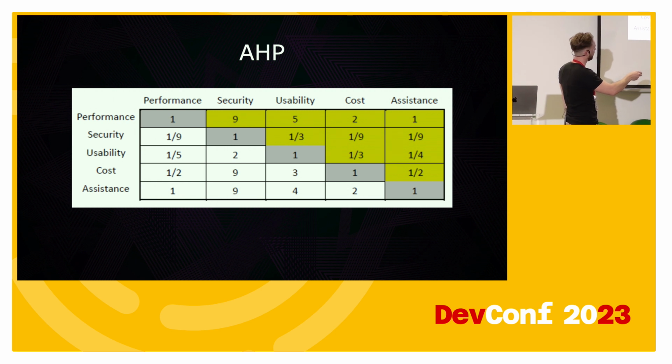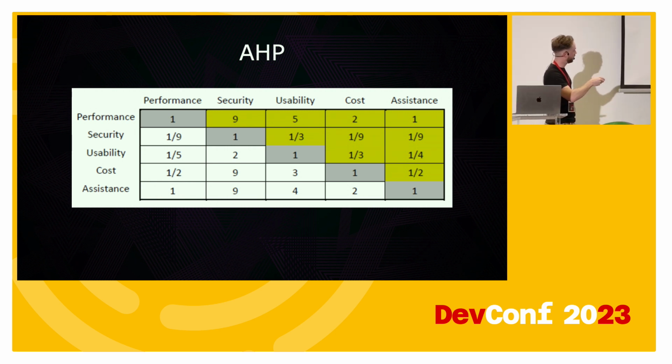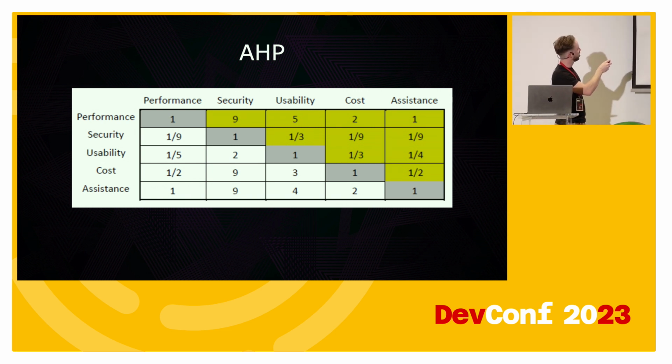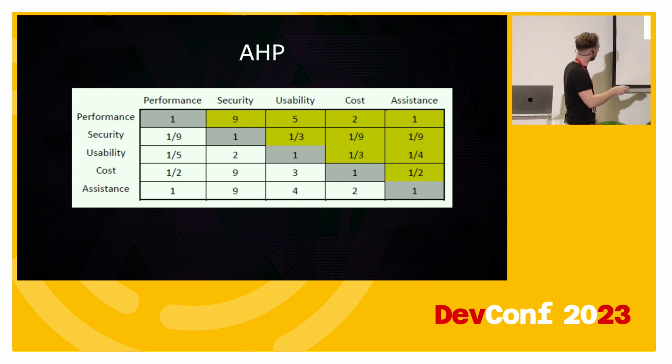Only the green cells are the ones you have to fill in, and the other ones will be filled in automatically. You start at the top left, you see performance, and you check what is more important, performance, or going up. Now the first one is grayed out because you can't compare the same thing with itself, but you can compare it with the second one.